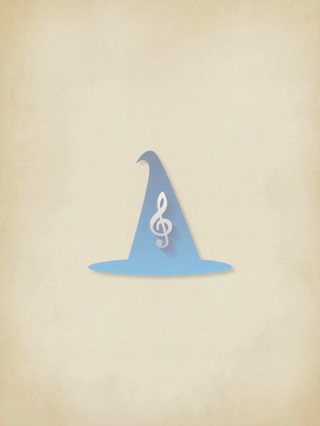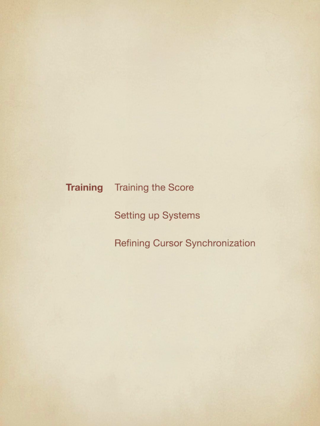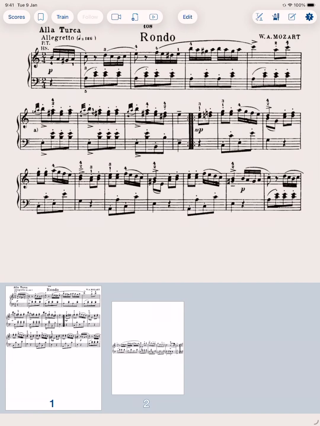In this video, we will review Score Wizard's score training process. We'll cover 3 stages: training the score, setting up the systems, and refining the cursor's synchronization with the played music. We start with playing the piece.